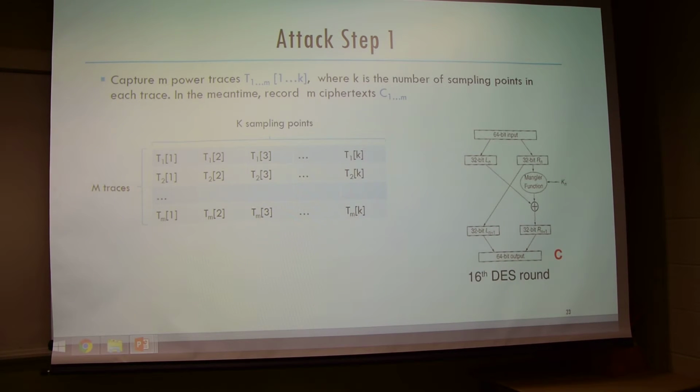So this is the first step for the attack. First we capture m power traces, and each power trace has k sampling points. So it will be like an array which has m traces and k sampling points, right? And at the same time, you also need to record m ciphertexts corresponding to each trace.